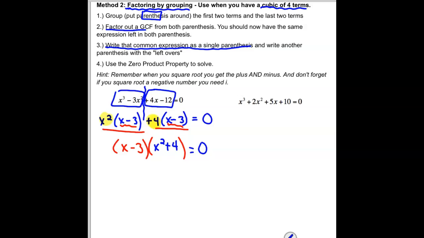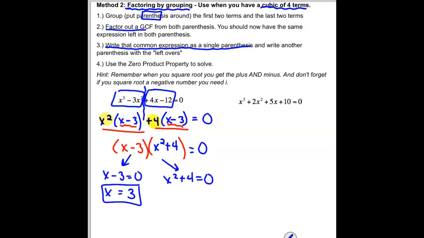Then we're going to use our zero product property to solve this. So that's meaning we're going to take each of these and set them equal to 0. The first one we can solve simply by adding 3 to the other side. Okay, so one of my solutions is going to be that x equals 3.